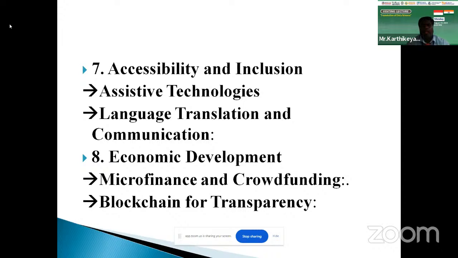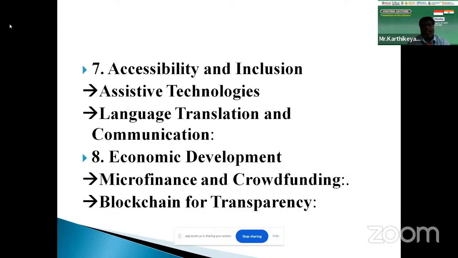And next one, accessibility and inclusion. This is about assistive technologies, language translation and communication. Assistive technologies means distributed computing supporting the development of assistive technology for people with disabilities. These projects focus on web accessibility and adaptive technology, leveraging distributed systems to improve inclusivity.